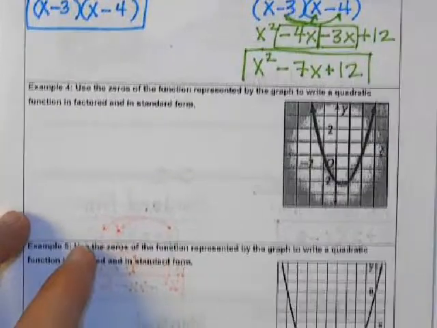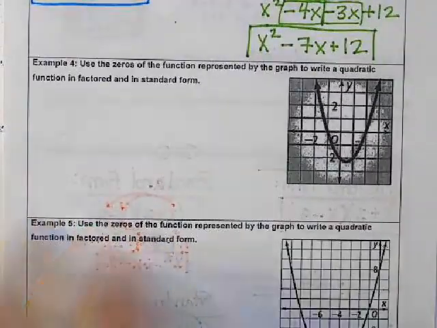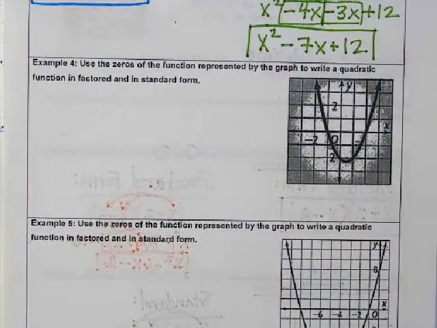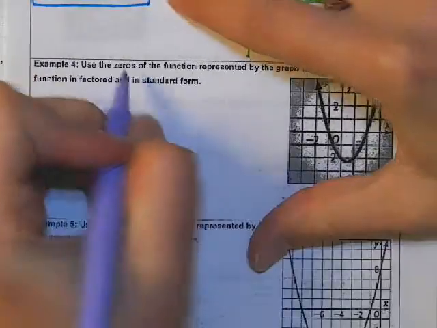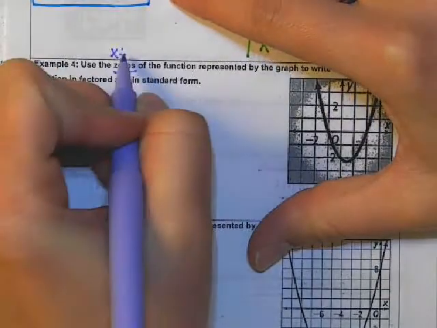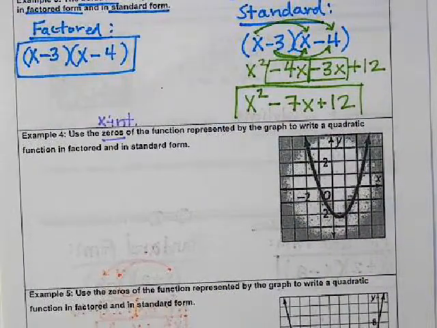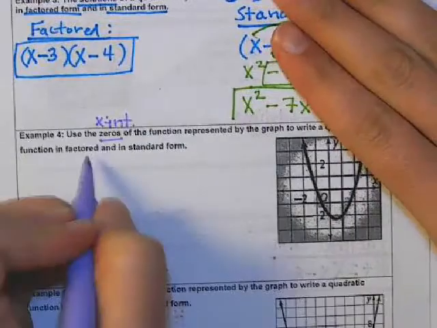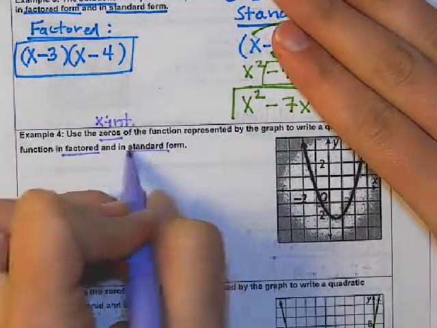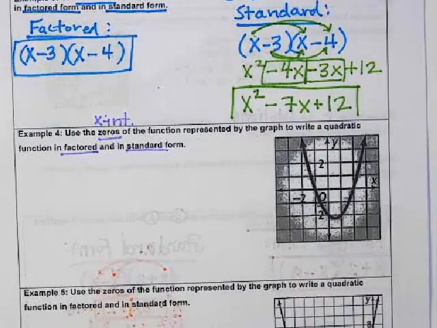Example 4. Use the zeros. What does zeros mean? X-intercept. Good. Underline it. Zeros, solutions, and roots all mean the same thing. So use the zeros of the function represented by the graph to write a quadratic function in factored and standard form.